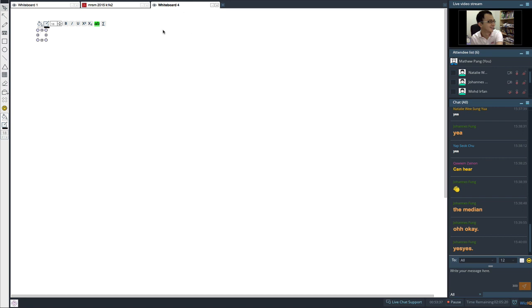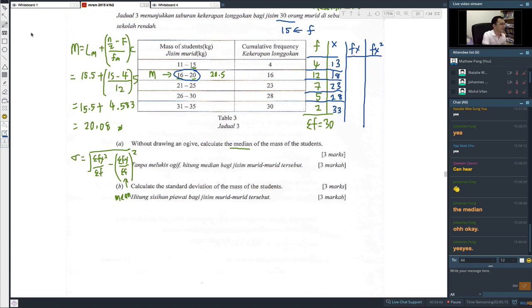So 3 multiplied by 13, you get 52. 12 multiplied by 18, you get 216. 7 multiplied by 23, you get 161. 5 multiplied by 28, you get 140. And this one you get 66. Then fx squared means your fx is multiplied by the x again. That means 13 multiplied by 52.